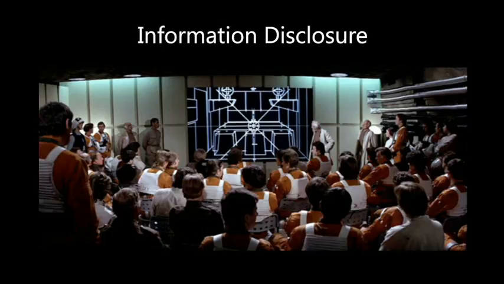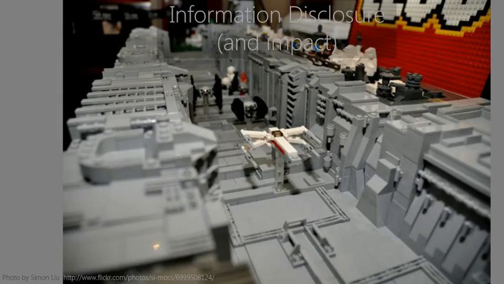But information disclosure isn't just about Death Star plans. It can also be other forms of information. It can be the contents of your financials for the next quarter. It can be the names of files. It can be the names of people working for you. You know, in the news recently, there have been many instances of inappropriate information disclosure in a wide variety of ways. So the I in STRIDE stands for information disclosure.